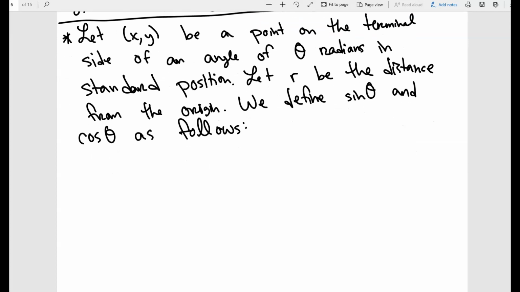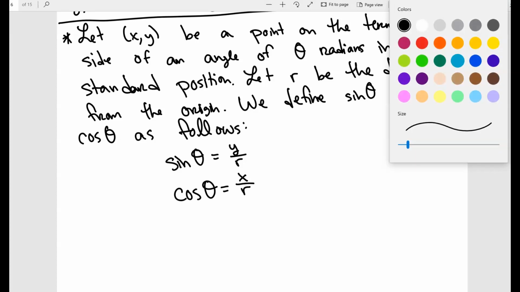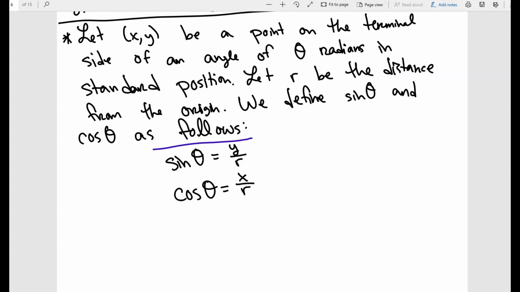Okay, so sine of theta is equal to y over r, and cosine of theta is equal to x over r. So this is really important. This is something that you should know. Okay, so we are defining two different functions, the sine of theta and the cosine of theta.